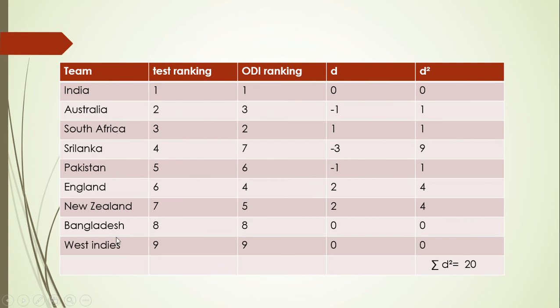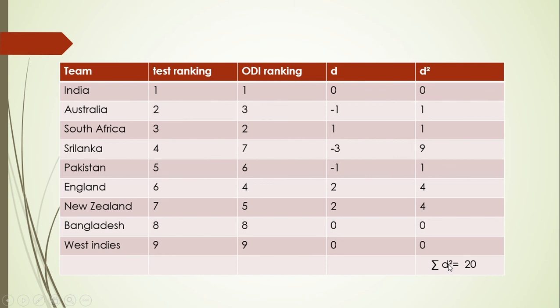So the first column is the name of the teams, that is the test ranking, then after, the ODI ranking. Now the rank data is already mentioned here. There is no need to assign another rank to each value, as the rank is already mentioned here. So now find D, that is the difference of x and y, that is the x here, that is the y. So that we get 0, minus 1, 1, minus 3, and so on. Now take D square, that is the square of each value, that is 0, 1, 1, 9, and so on. And now take the total. So the total we get, sigma D square, is equal to 20.